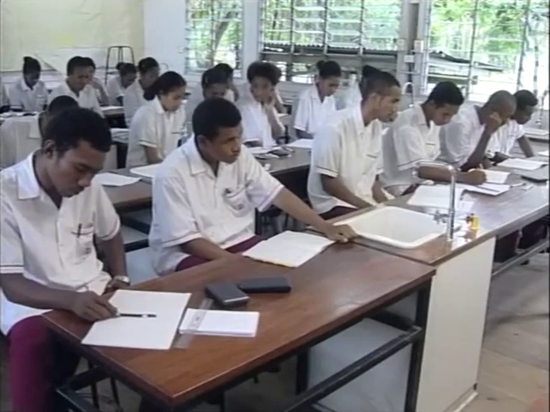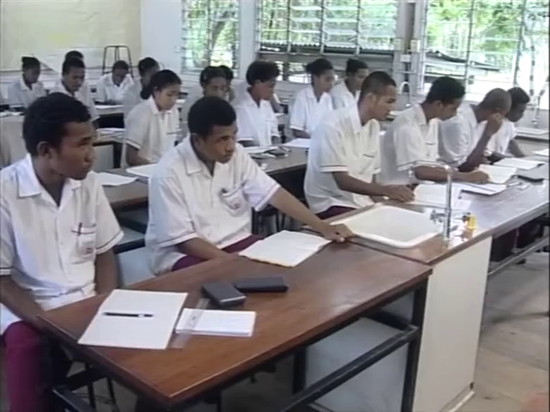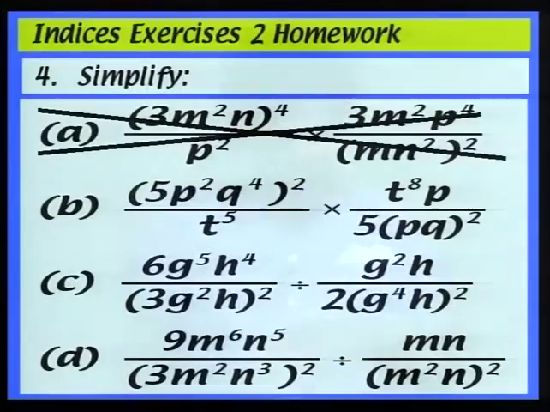Okay. The first three, letters B, C, and D, we'll do orally. You'll call out the answers. And the rest of the questions, I want individuals to come and do the questions on the board. And please explain loudly. All right, letter B.